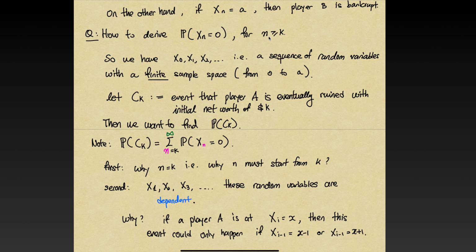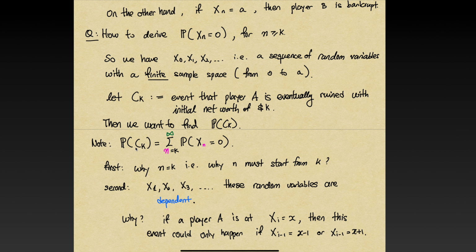Okay, and let's define another variable. It's not technically a definition, we are just coming up with another variable. So C_K will be the event that player A is eventually ruined with a starting capital of K, and we want to find out the probability of C_K. So C_K, the event itself, will be equal to the union of X_n equal to 0, where n goes from K to infinity.